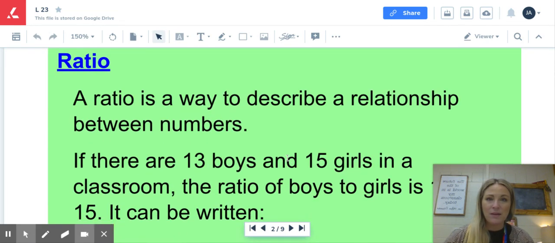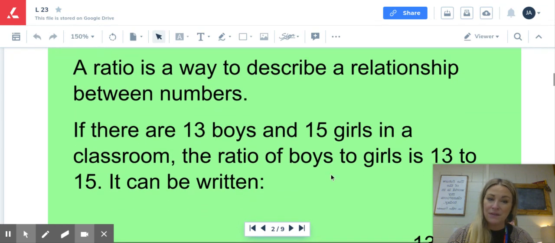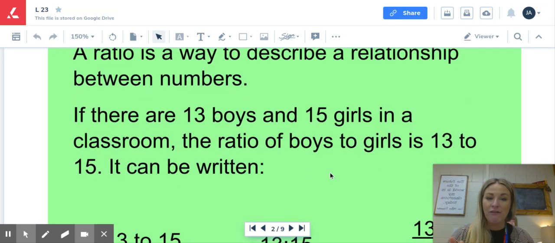So just to go over a little bit of a definition here, a ratio is a way to describe a relationship between numbers. Here's an example. If there are 13 boys and 15 girls in a classroom, the ratio of boys to girls is 13 to 15, and it can be written this way.